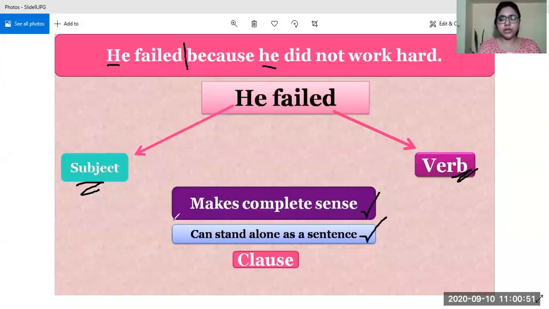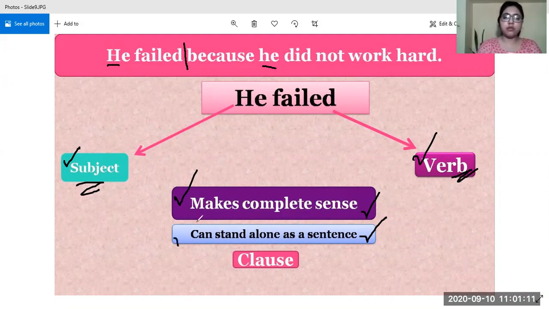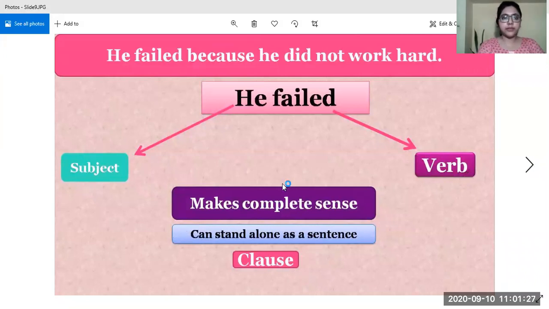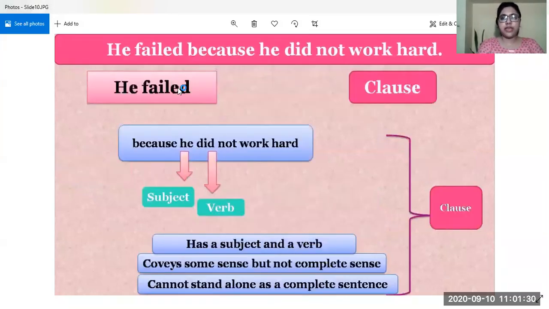So all the conditions of the clause are satisfied. Whatever we did in the definition of the clauses, everything is satisfied. It has a subject, it has a finite verb, it is making a complete sense, and there was a third component that it may or may not stand alone. So yes, it may stand alone, it is standing alone. So we come to the conclusion that yes, it is a clause. We have approved this as a clause and kept it aside.